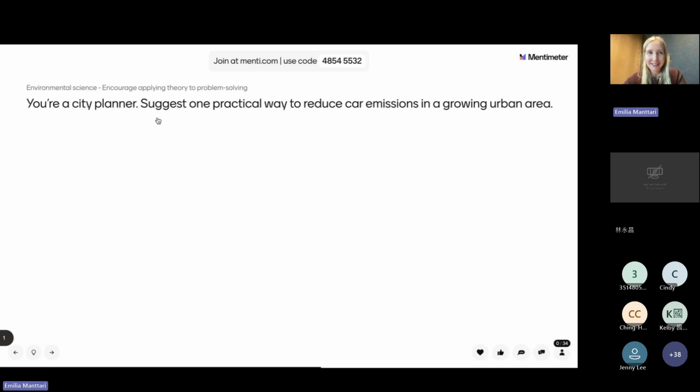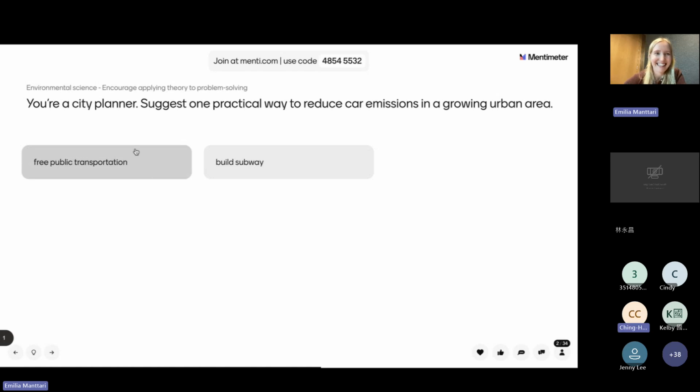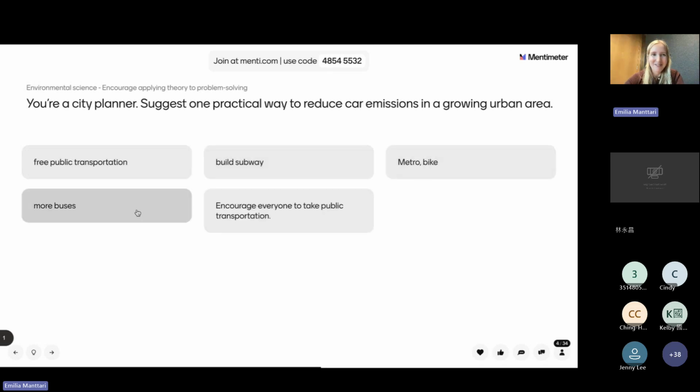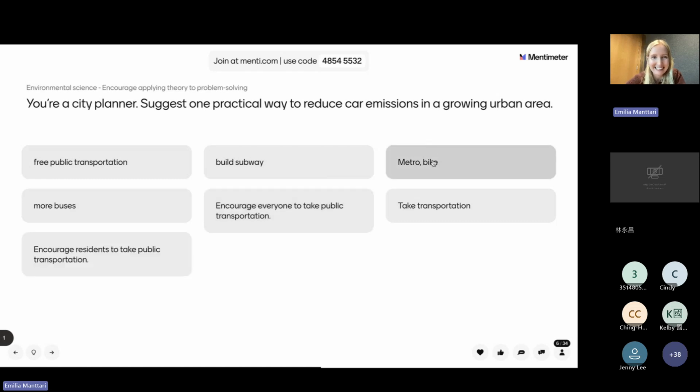If you're not an expert in environmental science, this might be a tricky one, but I think it's a fun way for us to mix it up and have some different subjects here as well. But we have a couple of answers here already. So we have free public transportation and building a subway. Really great. Metro bike, more buses, encourage everyone to take public transportation. Love it. Okay, so very much focused on public transportation, and some people mentioning bikes as well.